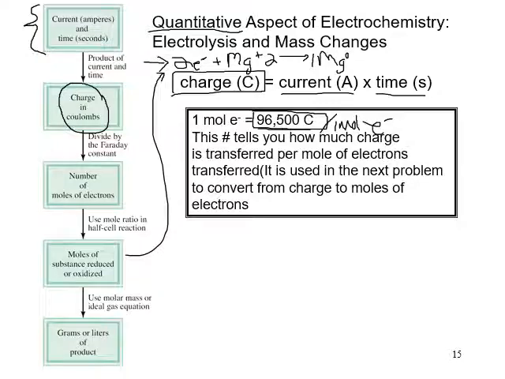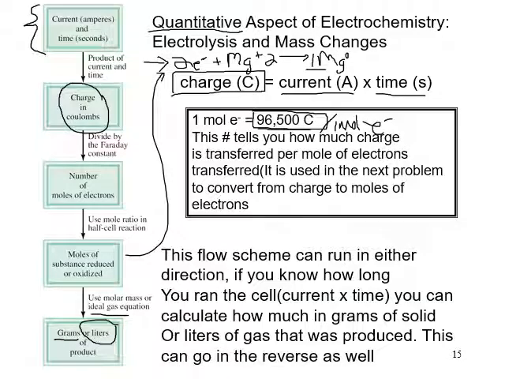Now, if it's in grams, I could then use the molar mass to convert from moles of magnesium that I got up here to mass, or if a gas is produced, I can use the ideal gas equation to determine the number of liters. So this flow scheme can run in either direction. If you know how long you ran the cell, we can calculate how much in grams of solid or liters was produced. And that goes in the reverse direction as well. If I know how many grams were produced, I can figure out how long I ran the cell or how much current must have passed.